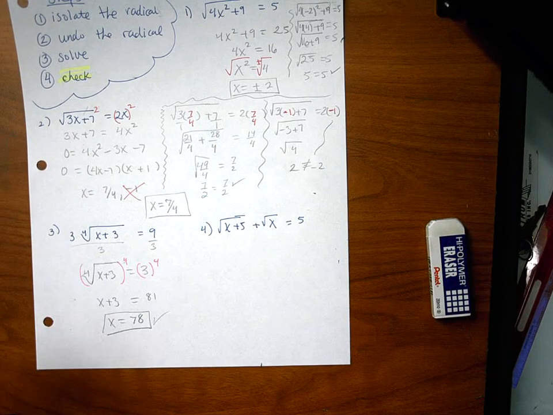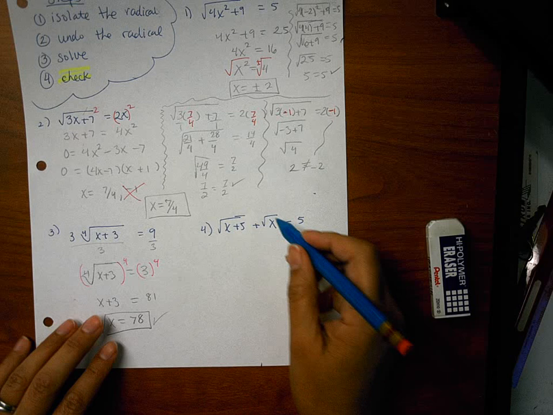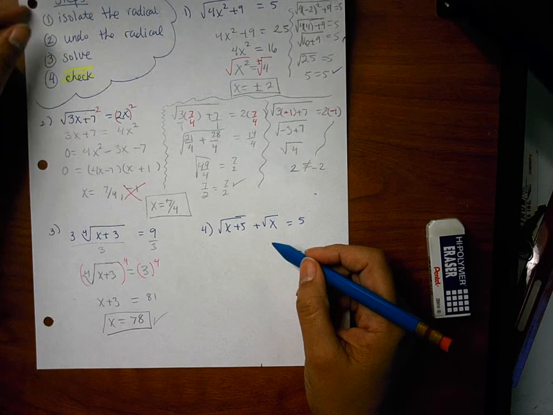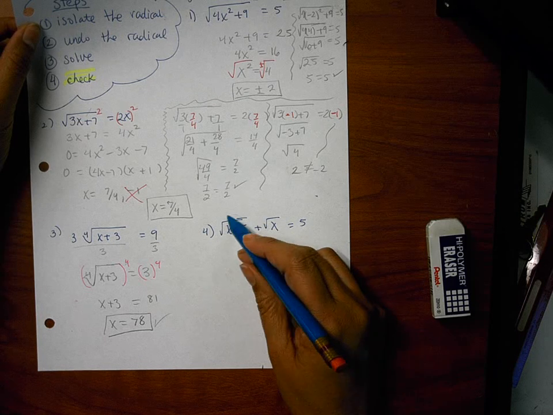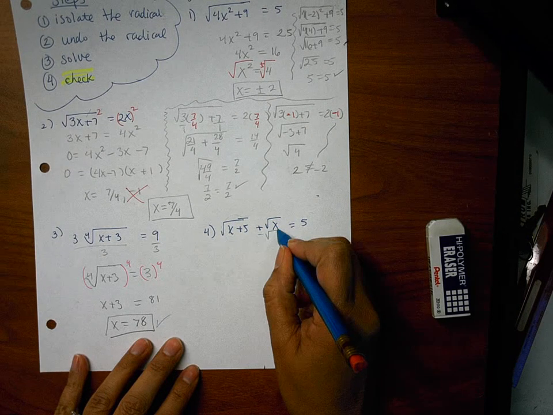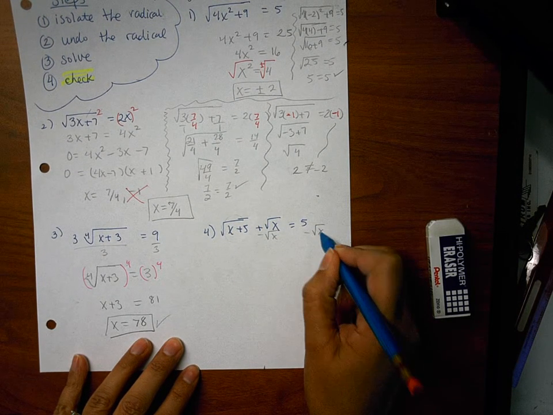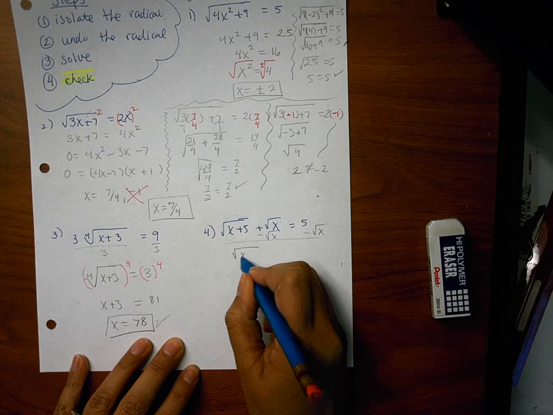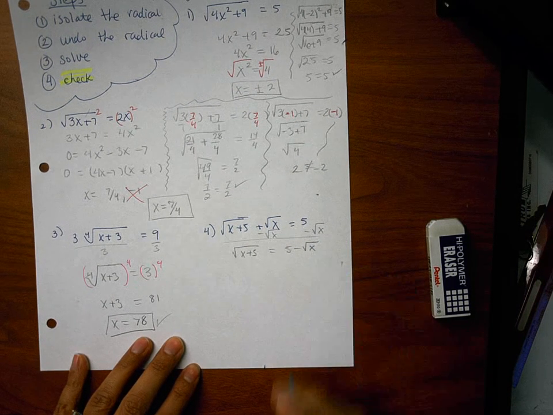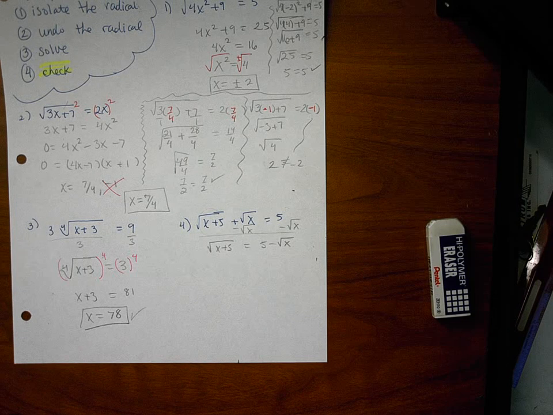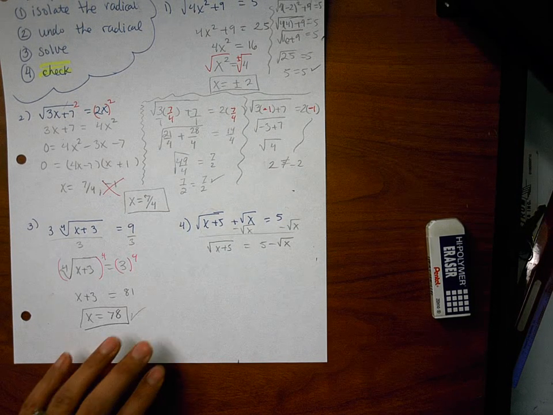When you square both sides, you square the whole thing. So, what do I isolate if there's 2 radicals? Pick one to isolate. It does not matter. I'm going to pick the larger one, which means I'm moving the smaller radical to the other side. So root x plus 5 equals 5 minus the square root of x. Step 2, isolate, and that's where I square both sides.